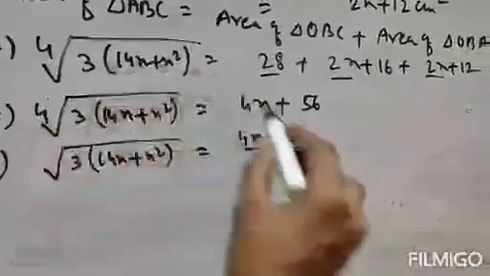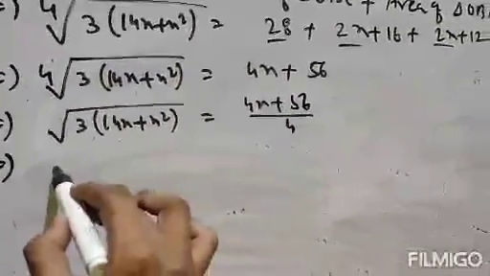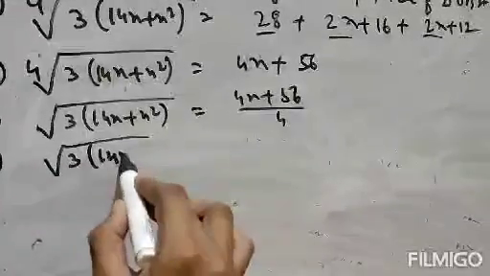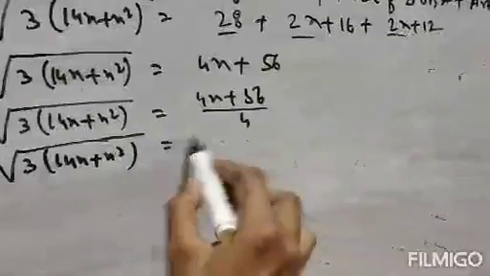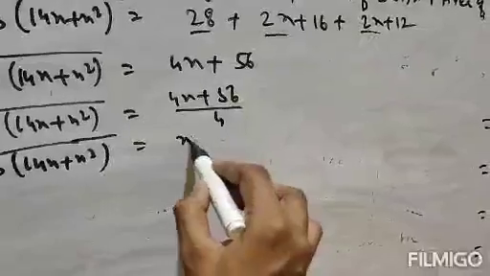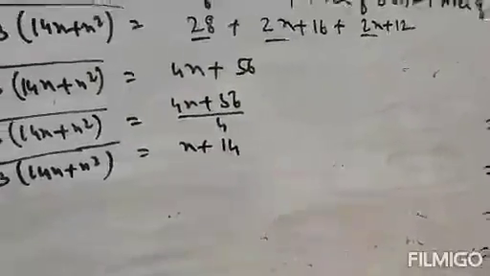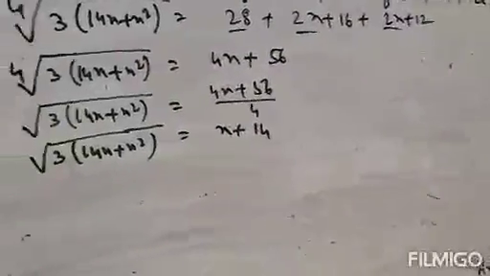Here 4 is multiplied, so if you change the side, it will be divided. So 3 root of 14x plus x square will be, 4x by 4 that will be x, and 56 by 4 that will be 14, so x plus 14. If you divide, it will be x plus 14.